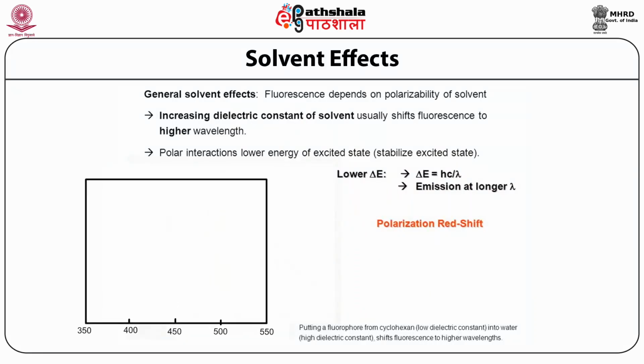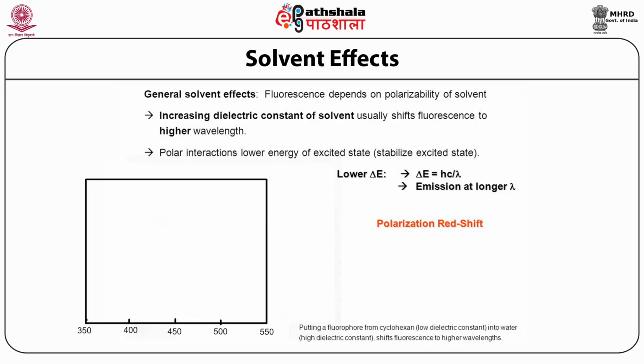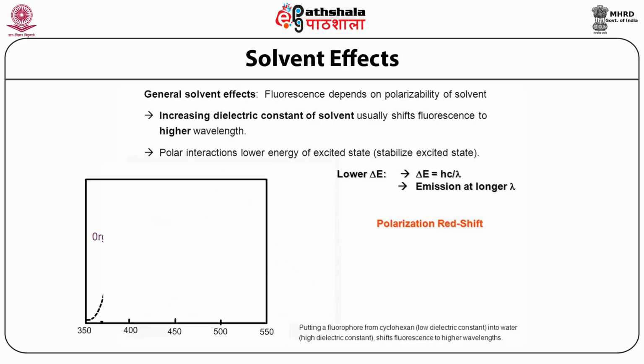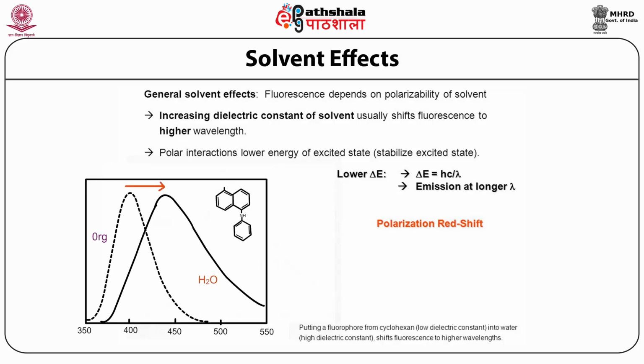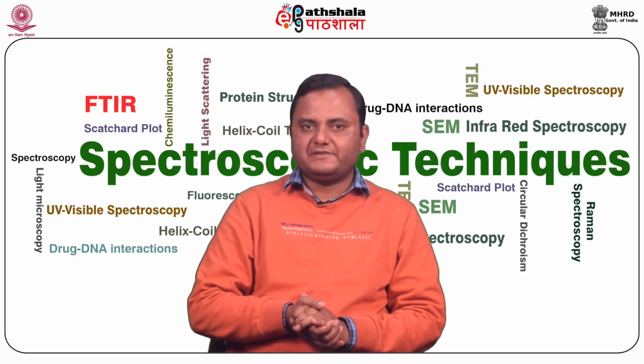We discuss the solvent effect. In the general solvent effect, fluorescence depends on the polarizability of the solvent, and an increase in the dielectric constant of the solvent usually shifts fluorescence to higher wavelength. You can see here in the graph that the fluorescence maximum in the organic solvent is shifted drastically to a higher wavelength once it is replaced by water, which has a higher dielectric constant, and of course the polar interaction lowers the energy of the excited state and stabilizes it. Now we discuss the inner filter effect.